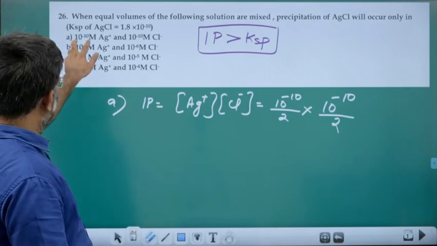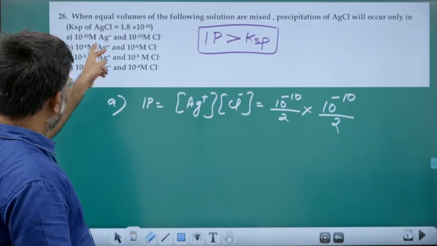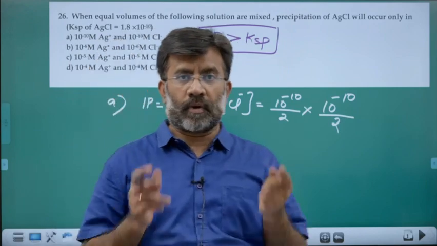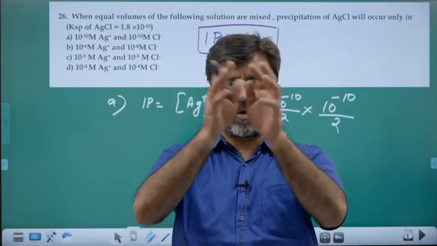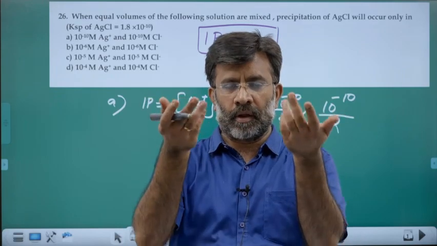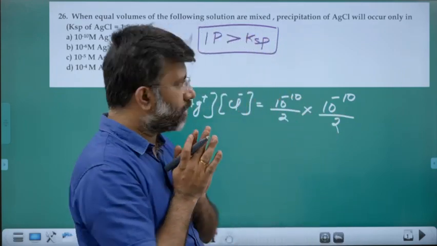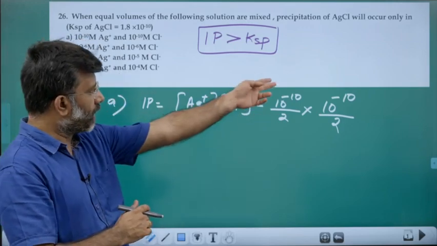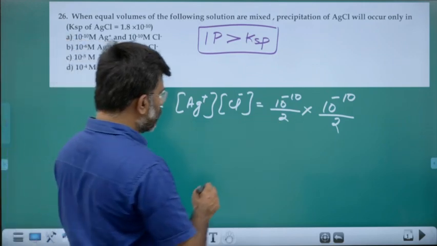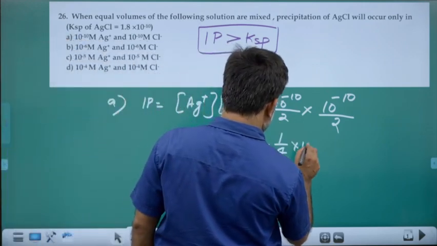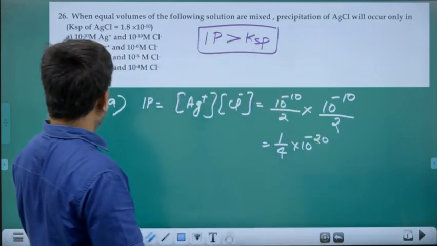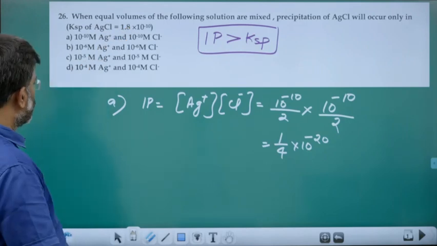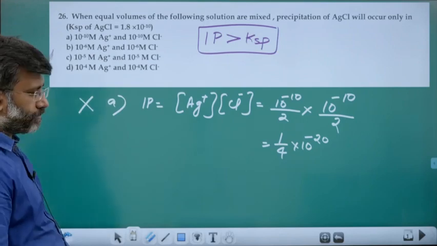See, 10 power minus 10 molar Ag plus, and you are mixing with the 10 power minus 10 molar Cl minus. So you are mixing equal volume of two solutions. When you mix equal volume of two solutions, the volume becomes double, concentration will become half. So the concentration of Ag plus in the new solution will be 10 power minus 10 by 2, and the same for Cl minus. So it is going to be 1 by 4 into 10 power minus 20. Anyway, it is nowhere near KSP. It is very low value. So you can conclude in A, there is no precipitation.